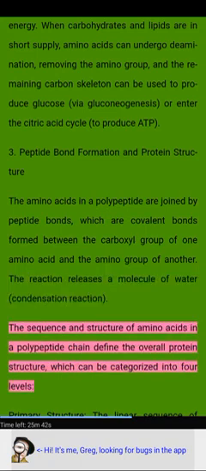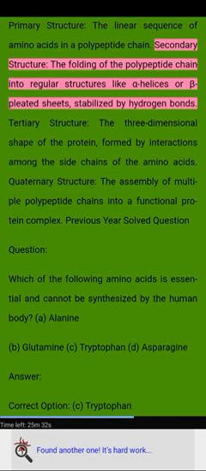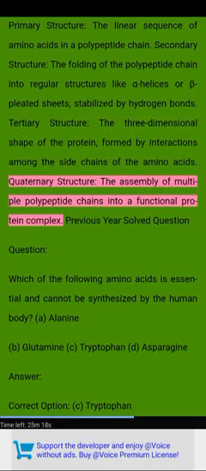The sequence and structure of amino acids in a polypeptide chain define the overall protein structure, which can be categorized into 4 levels. Primary structure, the linear sequence of amino acids in a polypeptide chain. Secondary structure, the folding of the polypeptide chain into regular structures like alpha helices or beta pleated sheets, stabilized by hydrogen bonds. Tertiary structure, the three-dimensional shape of the protein, formed by interactions among the side chains of the amino acids. Quaternary structure, the assembly of multiple polypeptide chains into a functional protein complex.